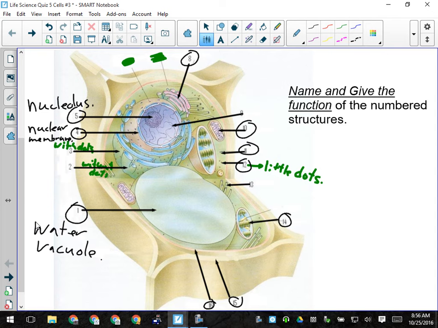Okay, what's number 8? Golgi apparatus, yeah. Okay, Golgi apparatus packages wastes for removal from the cell, or controls exocytosis, or puts things in vesicles. Okay, something about waste. Yeah, that's fine.